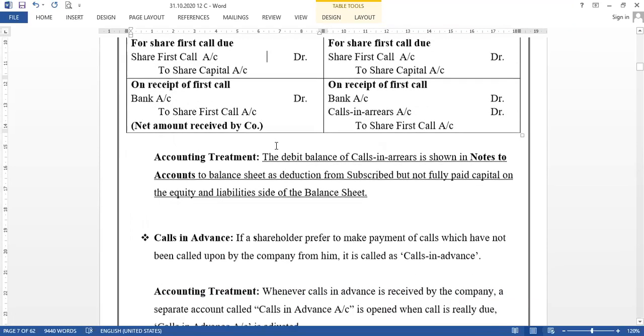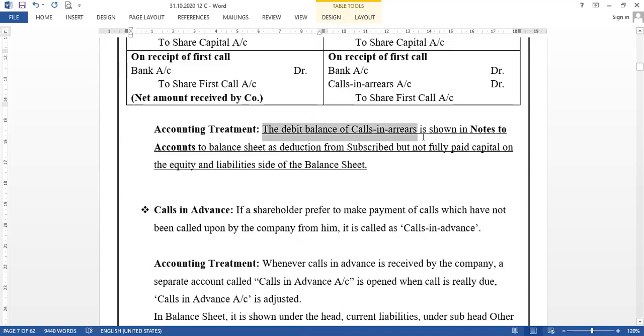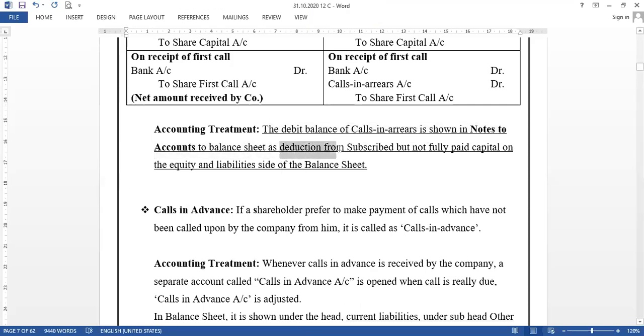Okay, now where will we show the debit balance of calls in arrears? This is well known to us because we are done with the financial statements. Calls in arrears is to be shown in notes to accounts. We will do sums on this by the end of the chapter. Notes to accounts are the additional working for the balance sheet and statement of P&L. It is shown by way of deduction from subscribed but not fully paid capital.